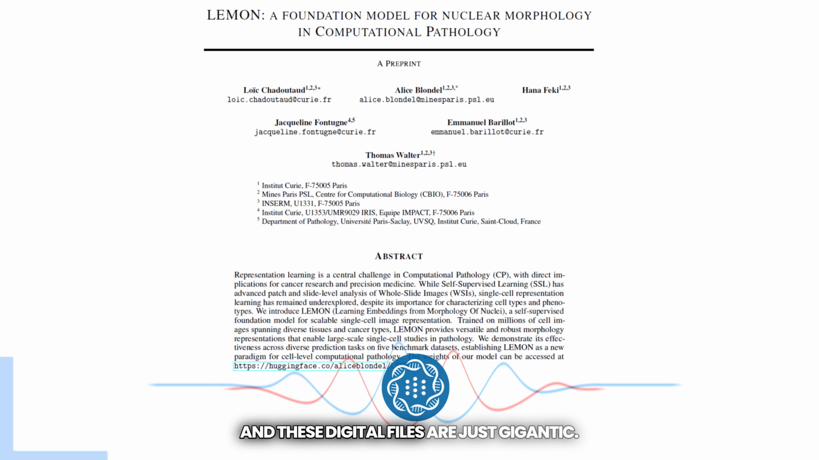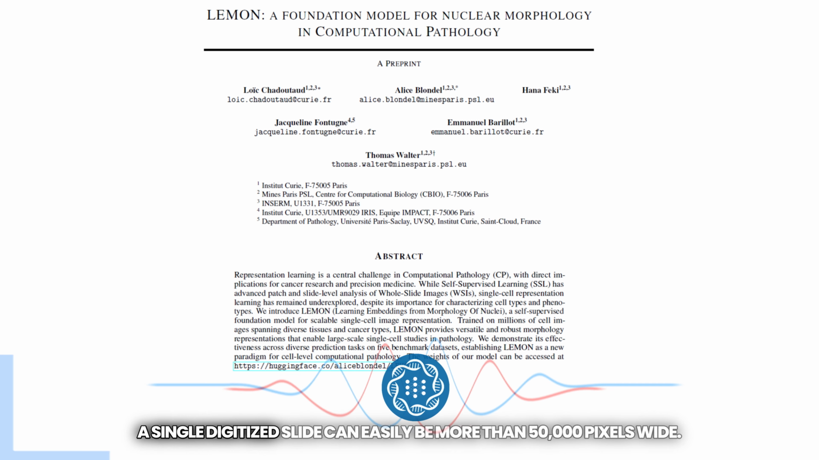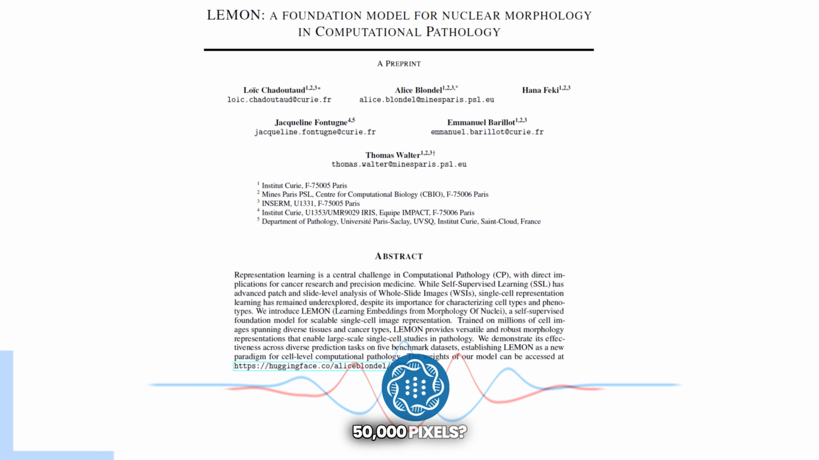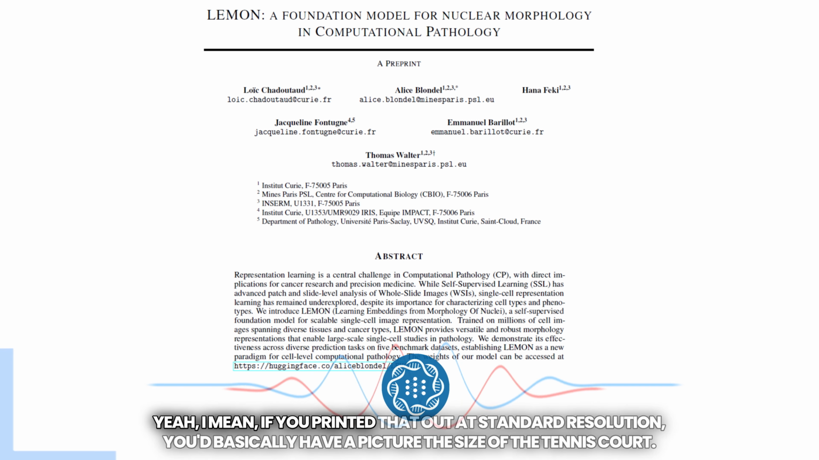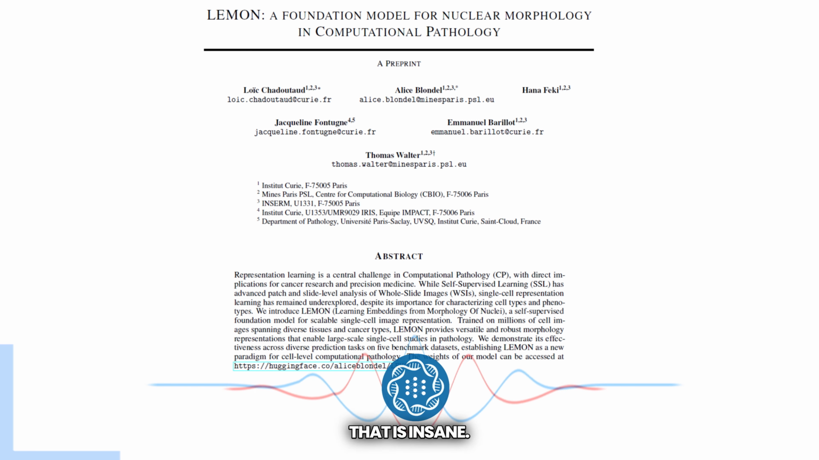And these digital files are just gigantic. A single digitized slide can easily be more than 50,000 pixels wide. 50,000 pixels. Oh, wow. Yeah, I mean, if you printed that out at standard resolution, you'd basically have a picture the size of a tennis court. That is insane for one slide.